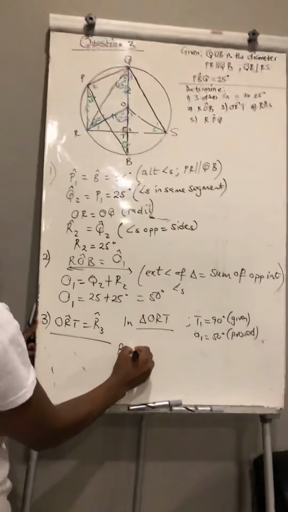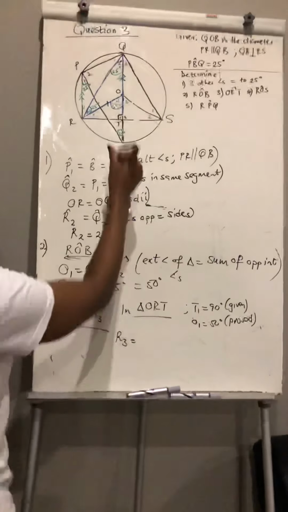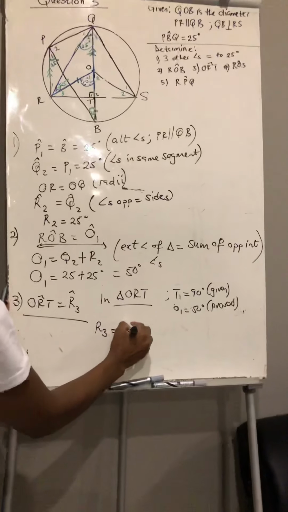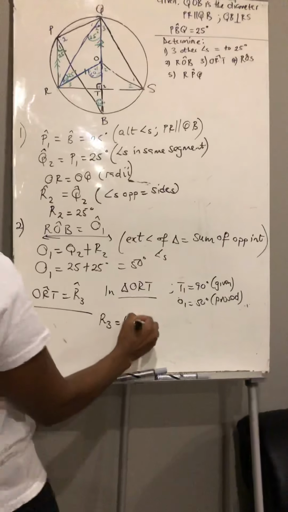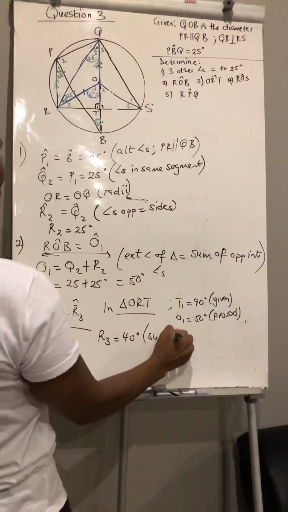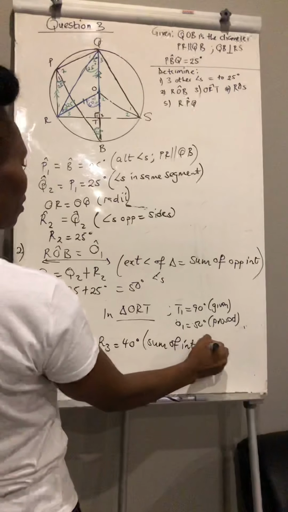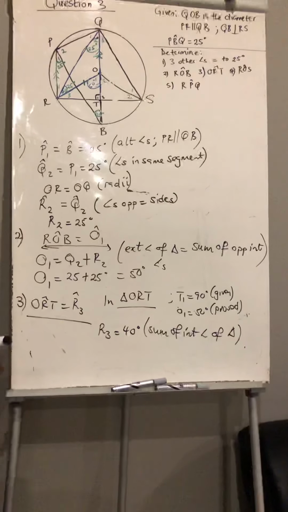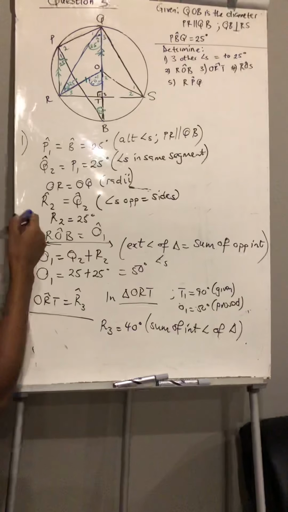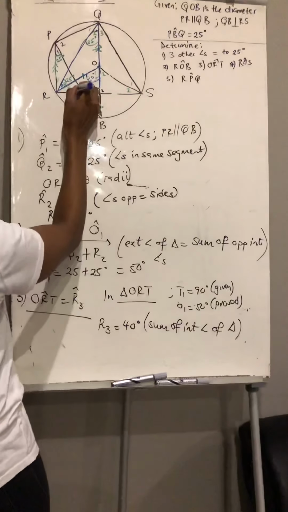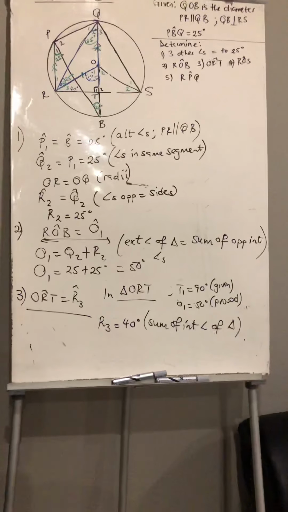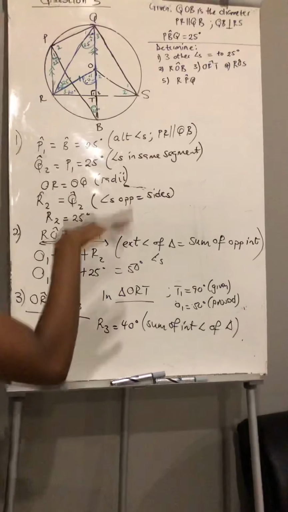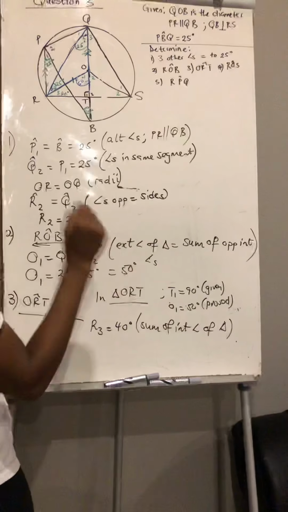So I can easily say, well then, R3 is, you subtract these two from 180, and you should get 40 degrees over there. And this is sum of interior angles of a triangle. Like that. So this one is 40 degrees. This angle right there, 40 degrees. Okay, copy this if you must. Copy as fast as you can. We don't have much space, so I'll have to erase this part.